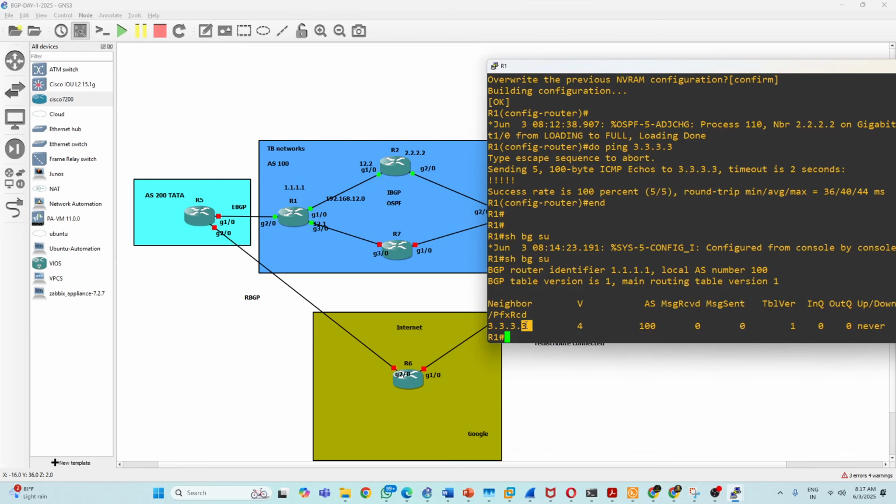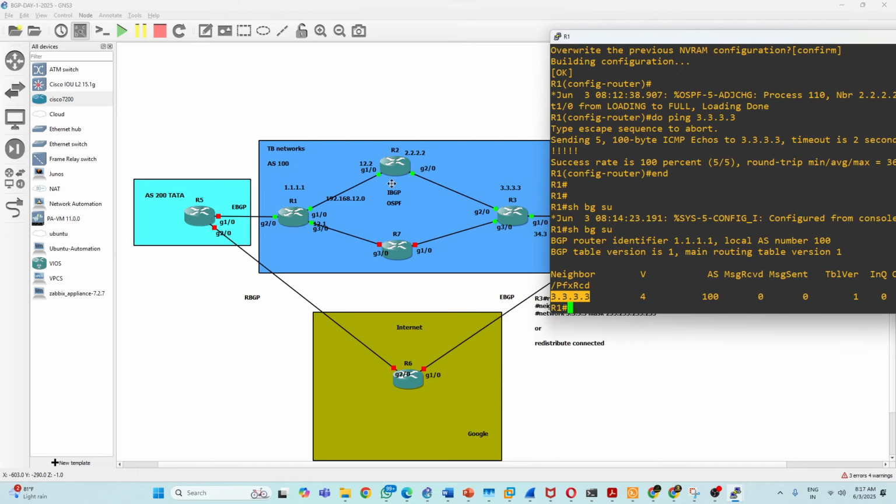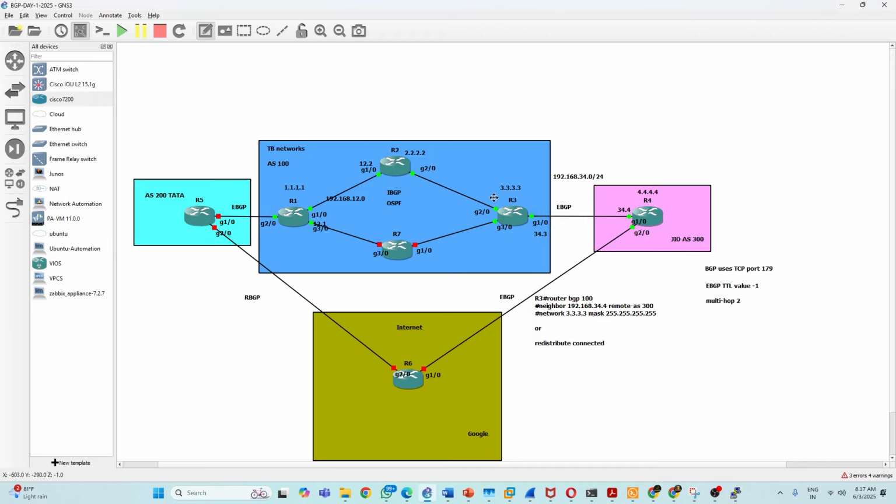This is my neighbor 3.3.3. From R1, to reach 3.3.3, I have multiple paths. So if any physical link goes down, I have reachability via R7, so my neighbor will not go down. You can also establish with physical point-to-point interface IP addresses, such as 192.168.23.3, because all you need is reachability.